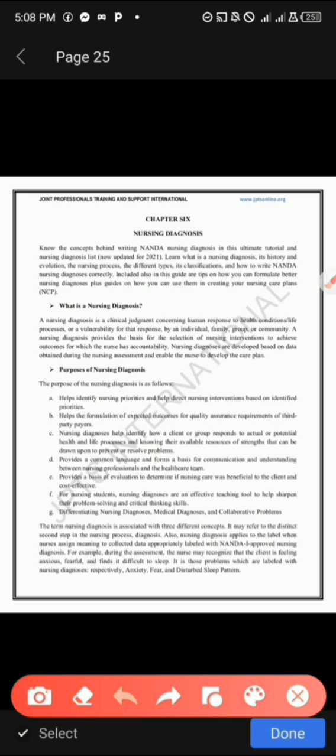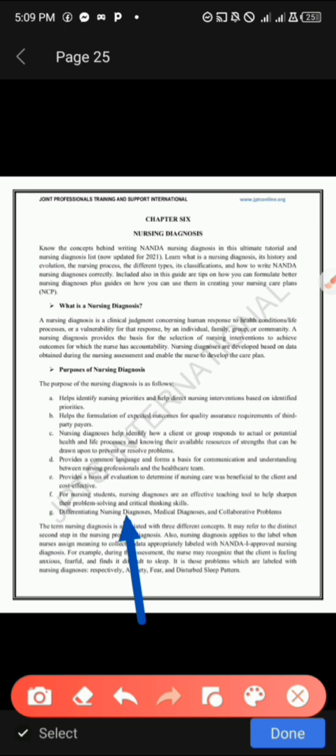Differentiating nursing diagnosis, medical diagnosis and the collaborative problems. We need to differentiate nursing diagnosis and medical diagnosis: the one that a nurse can find out and the one that the efficacy of drugs can help to find out. At times, the doctor will send somebody to the lab. It's because of this diagnosis, to be able to find out and know the appropriate solution.